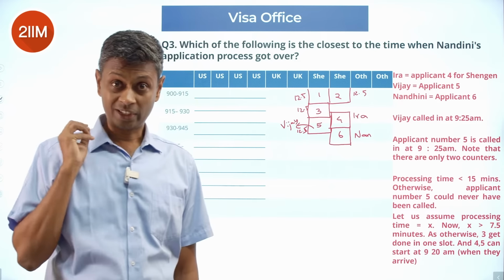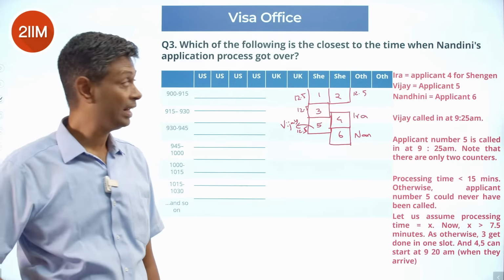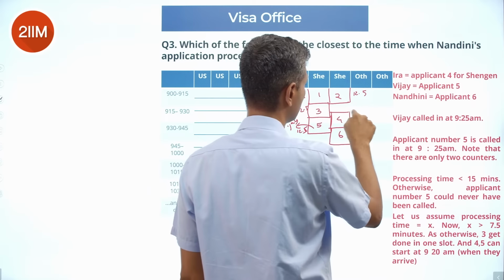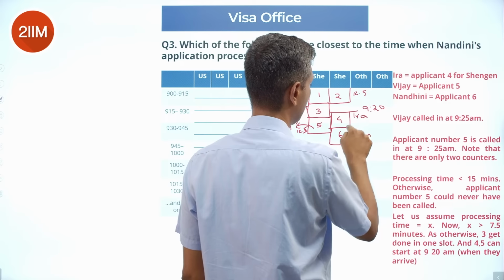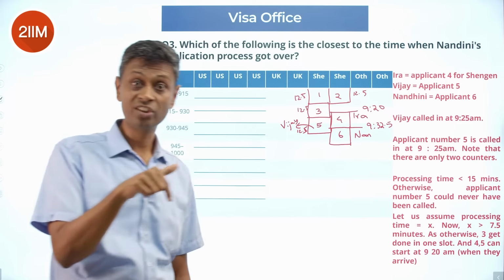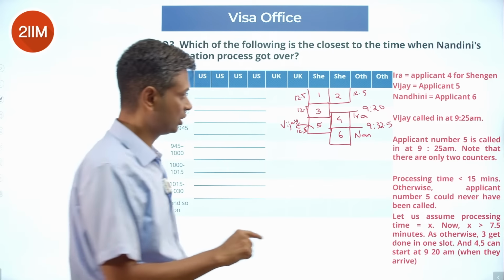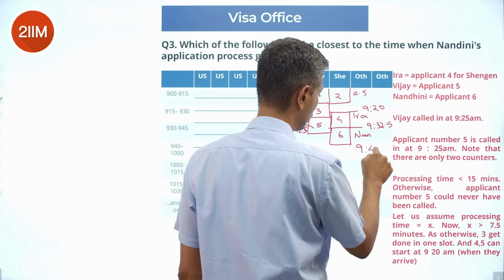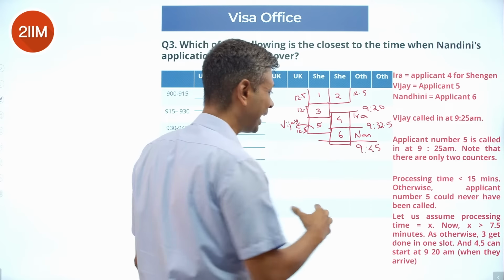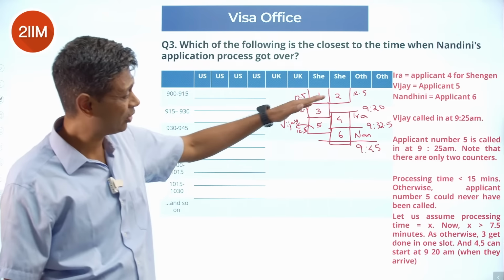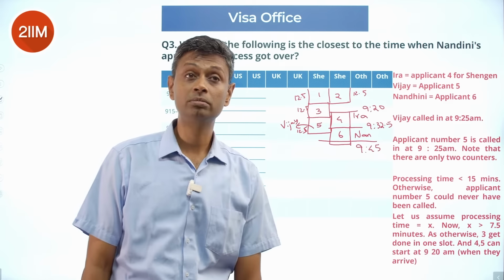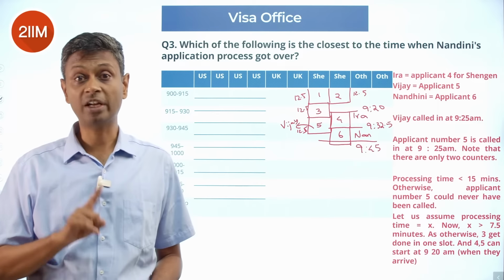Candidate number 2 goes at 9, finishes by 9:12.5. Ira should have started by 9:15, but starts only at 9:20. So Ira starts at 9:20, ends at 9:32.5, which is when Nandini starts. She starts at 9:32.5. As it turns out, at that exact line, it should have been here. I didn't know exactly, so I was drawing away. You might have drawn till here, but the math tells us that Nandini starts her meeting at 9:32.5 and finishes it at 9:45.